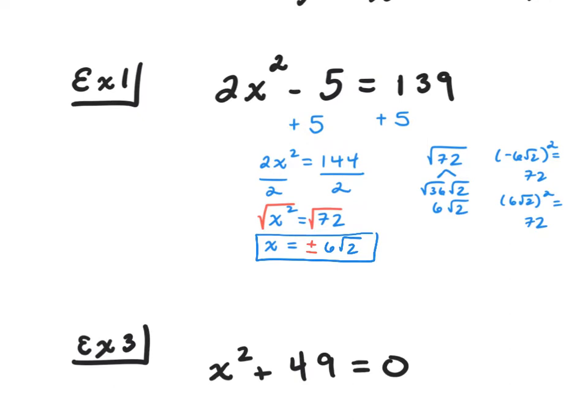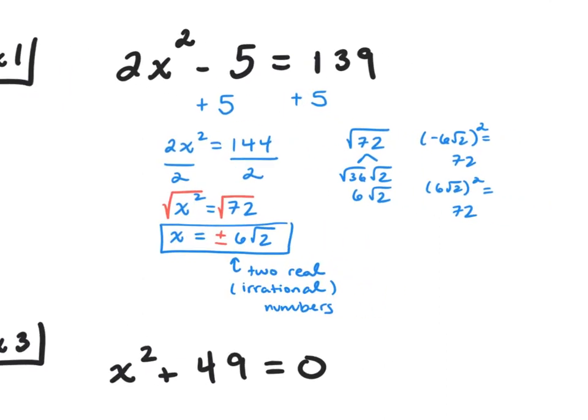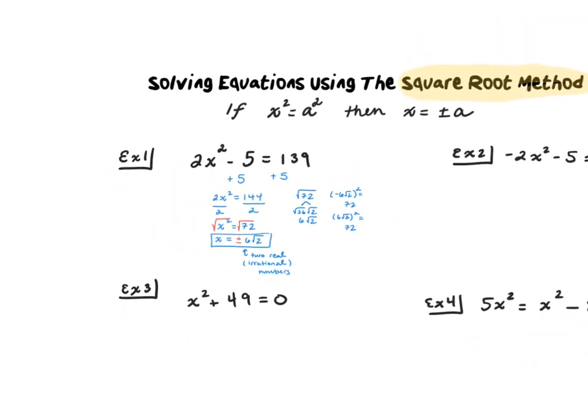So this equation has 2 answers. It happens to be 2 real, although irrational, answers. These aren't rational numbers. The square root of 2 goes on and on forever, just like the number pi. So it has 2 real answers. Now let's look at one that doesn't.